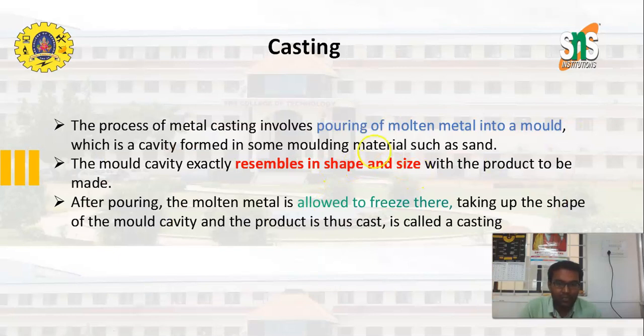Now we are going to discuss casting. The process of metal casting involves pouring molten metal into the mold cavity, which is a cavity formed in some molding material such as sand. The mold cavity exactly resembles the product to be made in shape and size. After pouring the molten metal, it is allowed to freeze there, taking up the shape of the mold cavity, and the solidified part is thus called the cast, and the process is called casting.